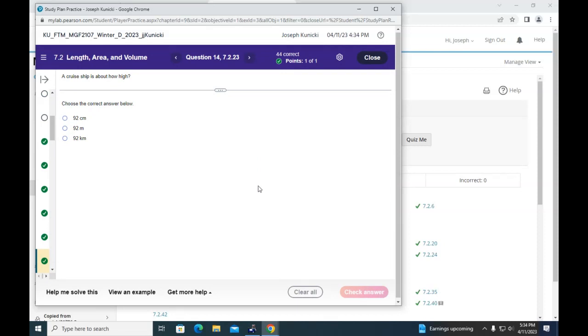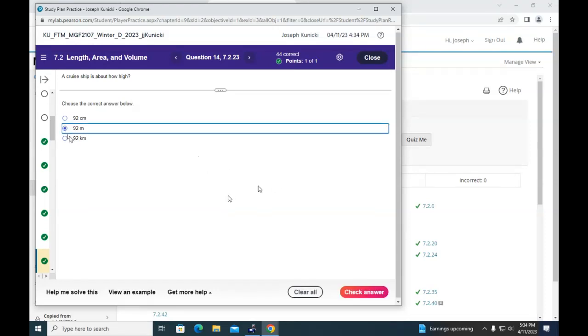Question 23. A cruise ship is about how high? Would you measure in centimeters? No. Kilometers? No. Well, 92 meters. That's about 100 yards, about 300 feet. Well, if they're talking about going up to the top of the smokestacks, yeah, that's pretty high.